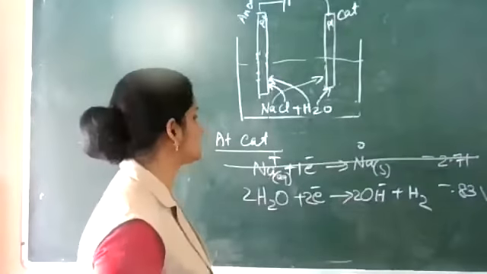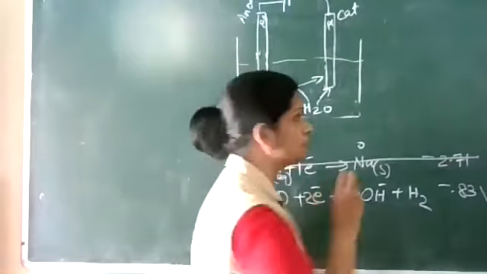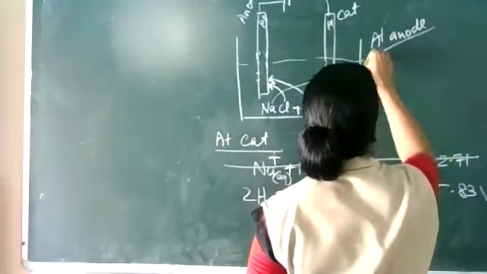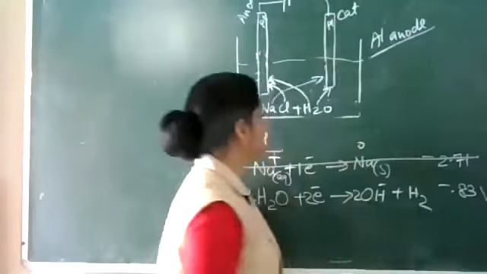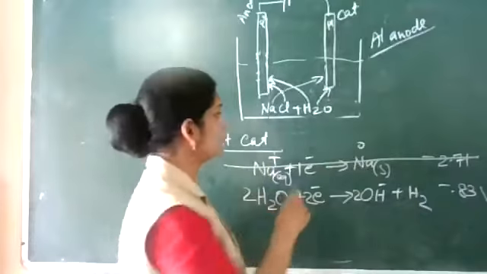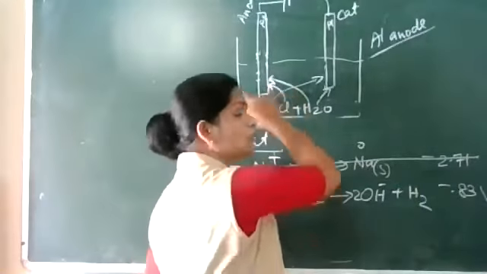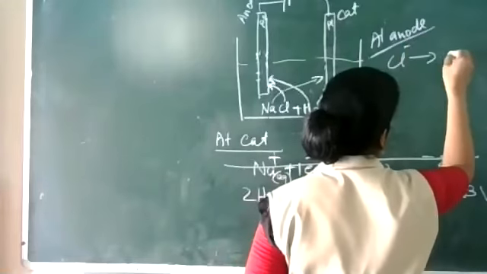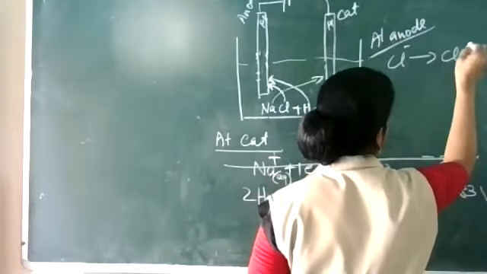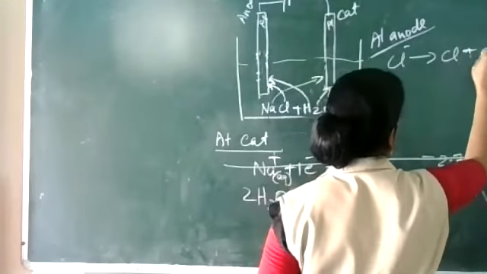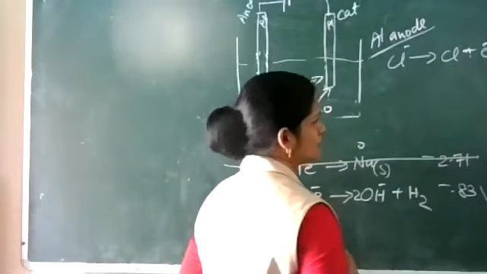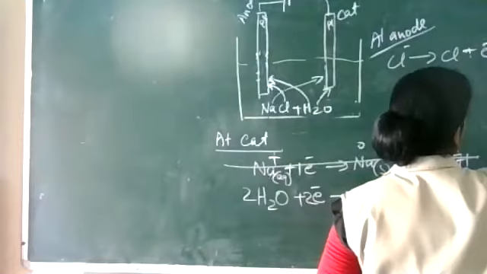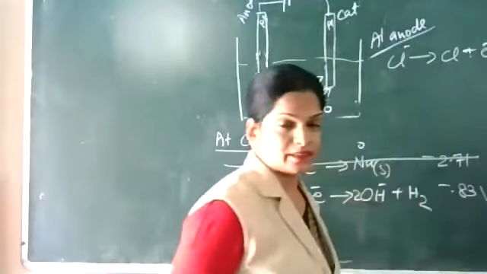Okay, what about the anode? At anode again, two possibilities. Cl- can go, and water can also compete with that. Cl- when it undergoes oxidation gives Cl2 and electrons, as in the previous case. This is one. This is 1.36.